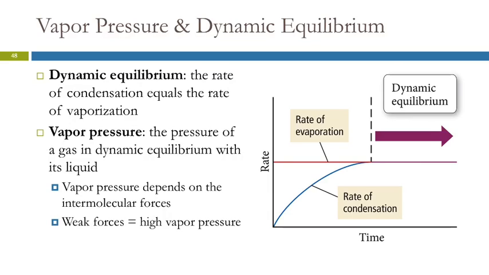Gas molecules exert a pressure, right? We don't usually talk about concentration of gas particles. We talk about the pressure of gas particles. So as the liquid evaporates, we start to get a vapor pressure. That's the pressure of the liquid in its gas state. A higher vapor pressure is going to mean that you've got weaker intermolecular forces, because weak intermolecular forces would give you a larger rate of evaporation. More evaporation, more molecules in the gas state. So what we call vapor pressure is the pressure of a gas in dynamic equilibrium with its liquid.